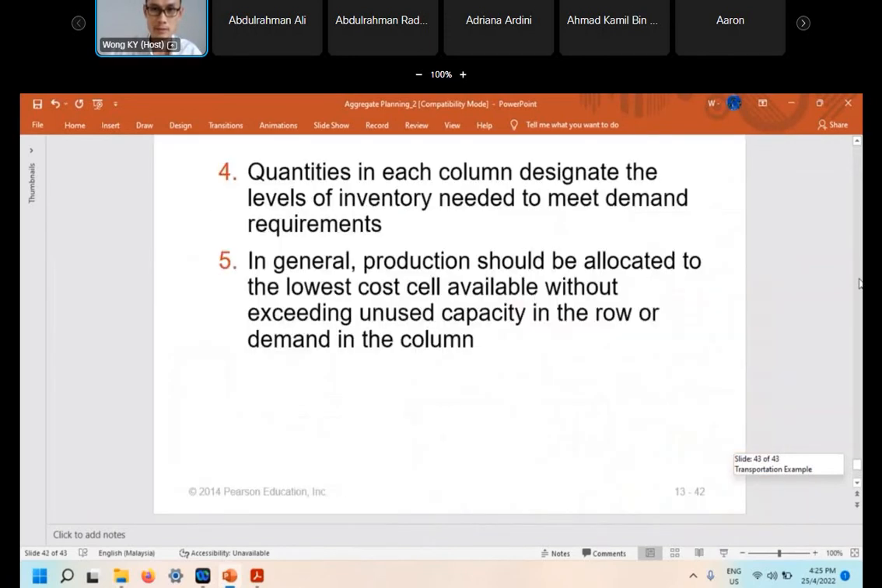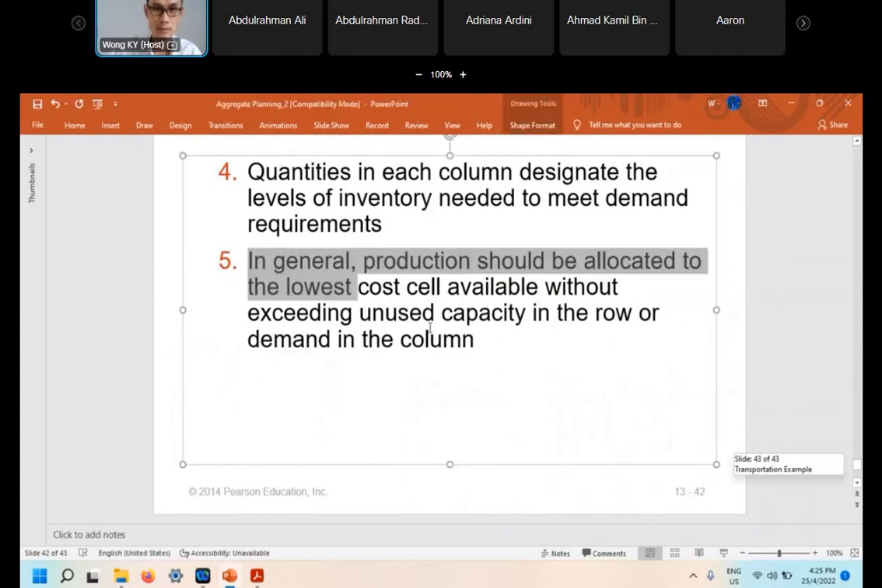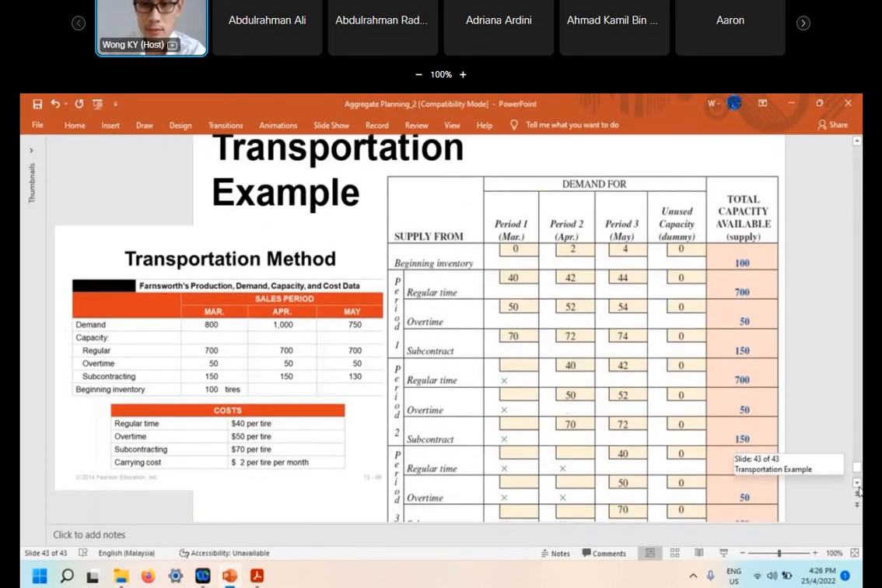So that is actually this step. As I said just now, this is the most important. So you have to start with the lowest cost cell, the cell with the lowest cost, and then you allocate. You allocate either the inventory quantity or production quantity, okay? And we allocate as much as possible. So once you have allocated it, then we look for the next cell that has the lowest cost, and we repeat the process. So the process is repeated until all the quantities have been allocated. Right? Okay, so let's start to do it.